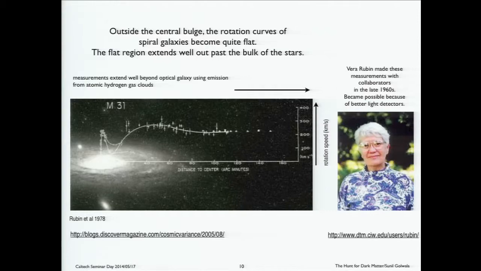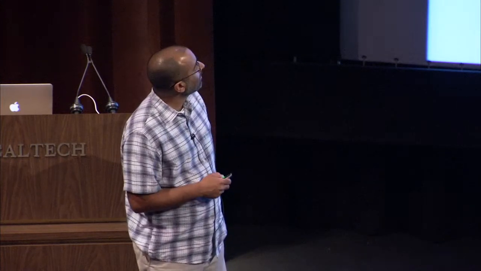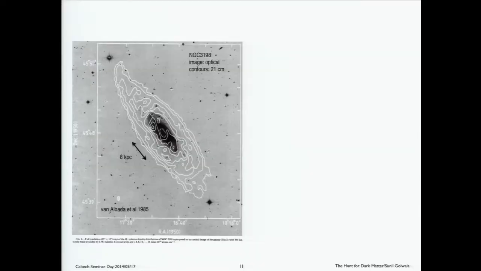But let me just, as an aside, note that even though galaxies had been observable since the 20s, 30s, it was only possible to start doing these measurements in the 60s because of better light detectors that became available at that time. Then you could take spectra of many, many points along a galaxy and make these types of measurements. So here's one of these types of measurements. So the image here, the black and white, is the galaxy NGC 3198.